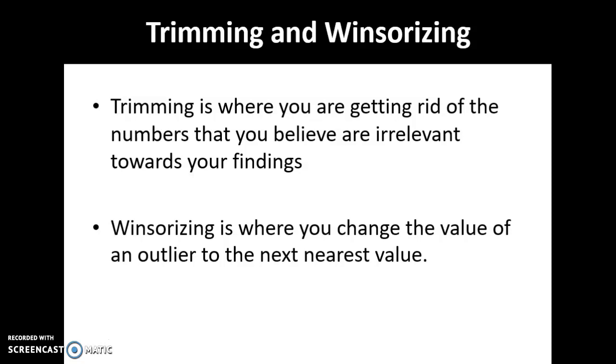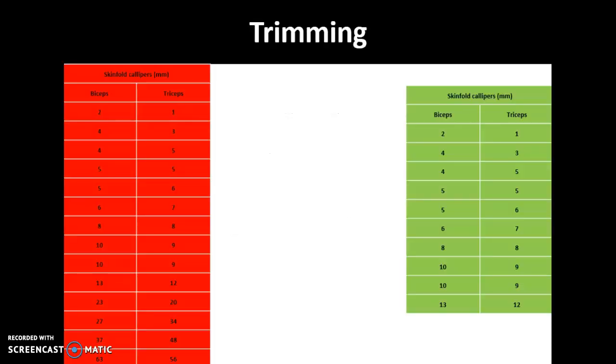Trimming and winsorising. Trimming is where you're getting rid of the numbers that you believe are irrelevant towards your findings, and winsorising is where you change the value of an outlier to the next nearest value. So, trimming. Here you can see that on the left-hand side in red I've got skin fold caliper measures for biceps and triceps in rank order distribution, and on the right I've got skin fold caliper tests, but this has been trimmed.